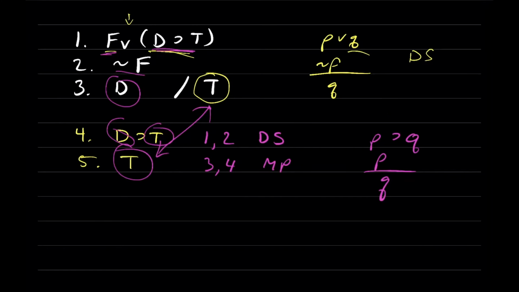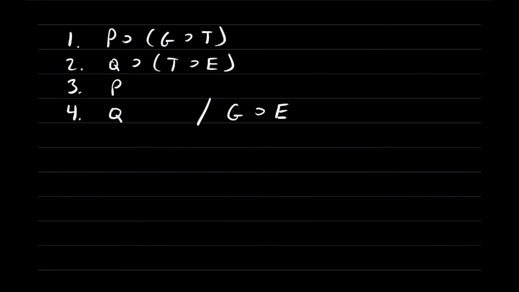Okay, let's go on and do another example. In this argument on the screen, we've got 4 premises that are given to us. P implies that G implies T. And again, the main operator here is this horseshoe. Line number 2 tells us Q implies that T implies E. If Q, then T implies E. And lines 3 and 4 tell us that P is true and Q is true. And the conclusion here is that G implies E. So as soon as we get G implies E on its own line, we'll have shown that this argument is valid. Let's go ahead and dive in.